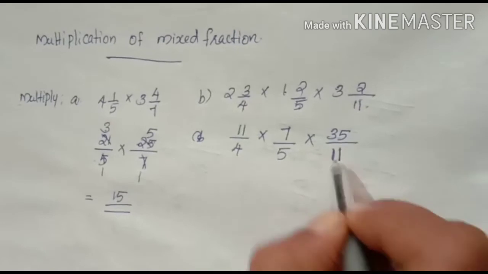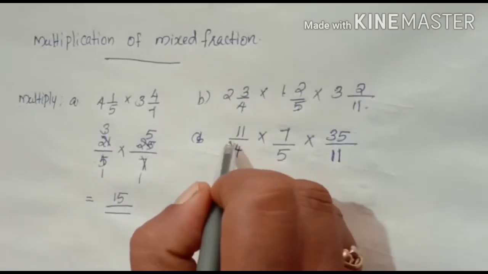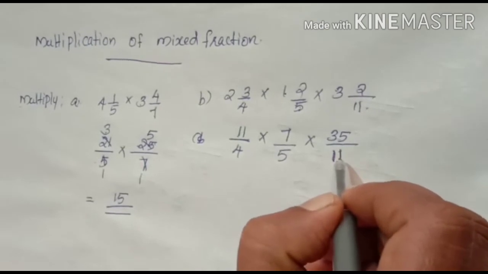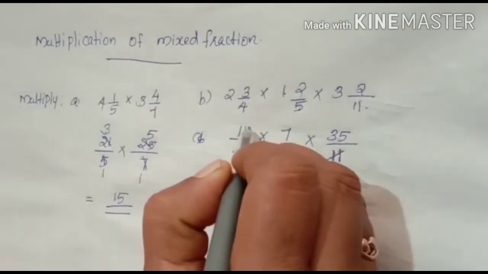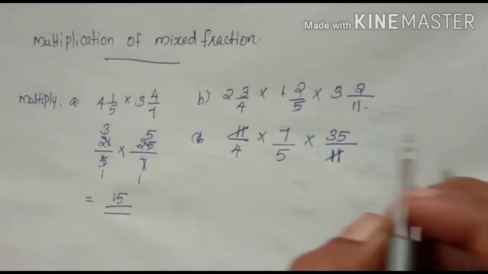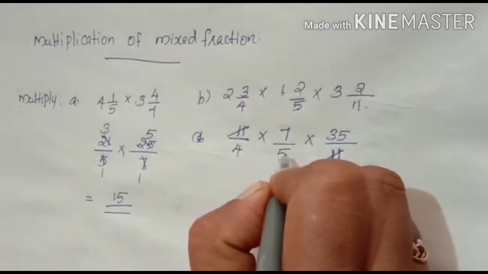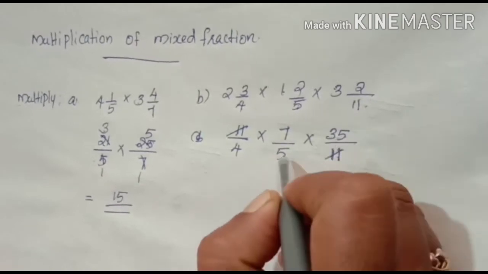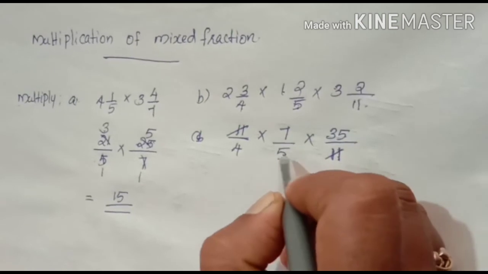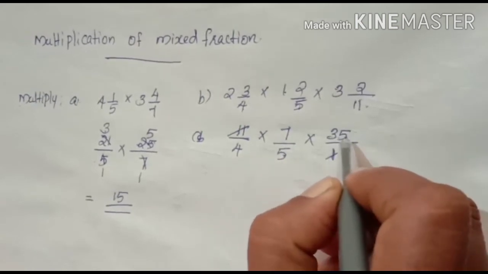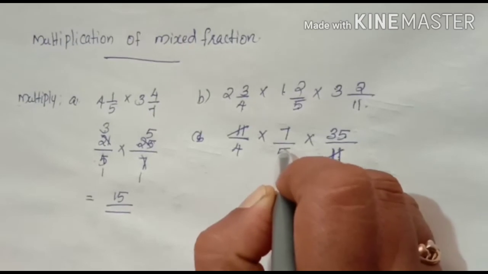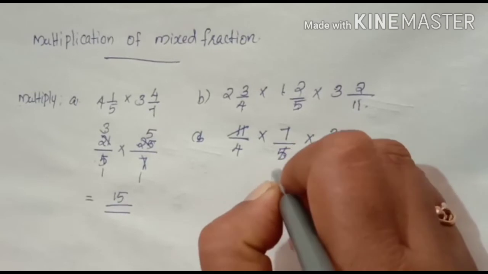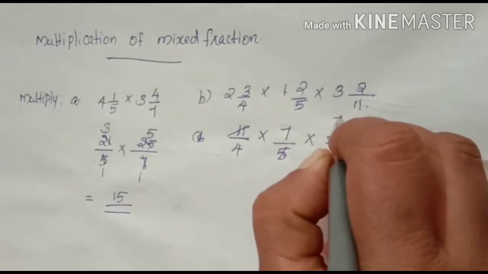Here in numerator 11 and in denominator also 11. We can cut both 11 and 11. Clear? Then 5 is in denominator, 35 is in numerator side. Here 5 is a multiple of 5 and 35 also a multiple of 5. We can cut both by 5. In 5 one time, in 35 7 times.